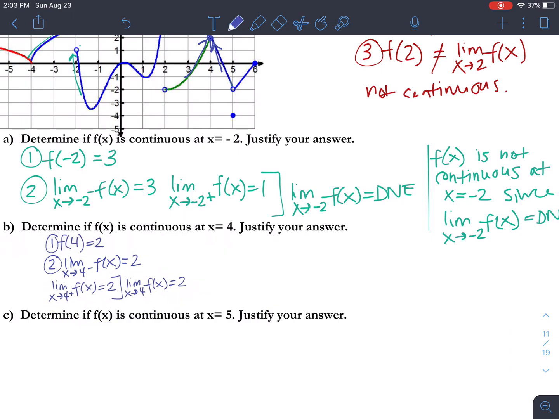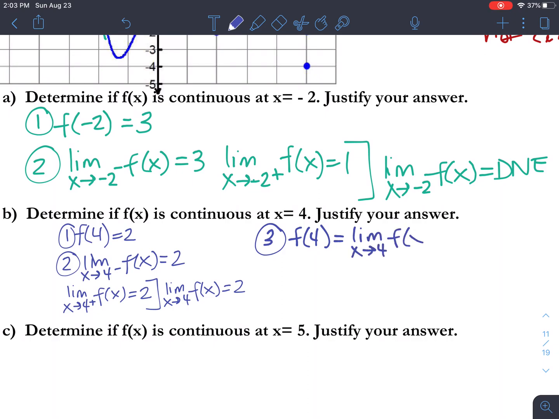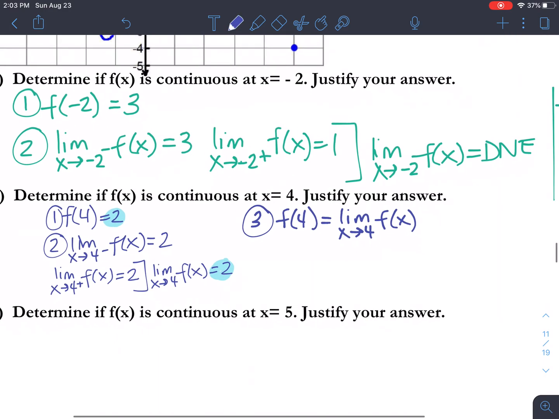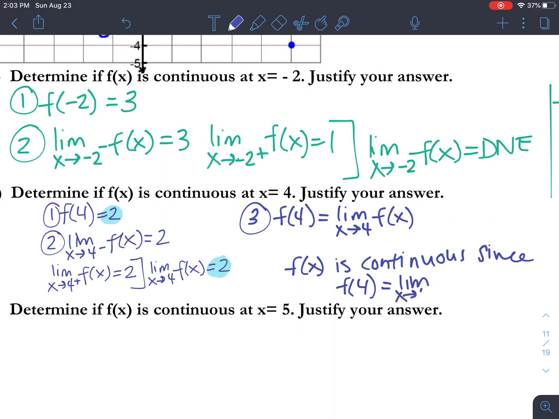And then hopefully what you guys are thinking is that step 3, we're finally there. Step 3 is wondering if f of 4 is equal to the limit. And hopefully you guys are thinking, yes, we have f of 4 equals 2, the limit is equal to 2. So you would answer this by saying f of x is continuous since f of 4 was equal to the limit as x approaches 4 of f of x. And you could even say both of those things were equal to 2.